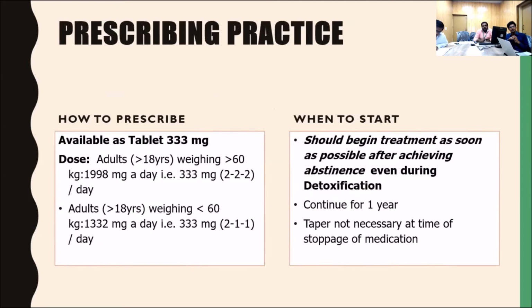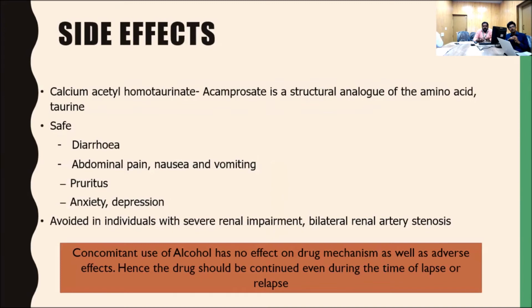In people who weigh more than 60 kilograms and less than 60, it's 211. The thing with acamprosate, as with naltrexone, you can start prescribing the agent at the time of detoxification. You can immediately taper it off as well. Again, acamprosate is a structural analog of the amino acid taurine. It's an extremely safe drug because of that.